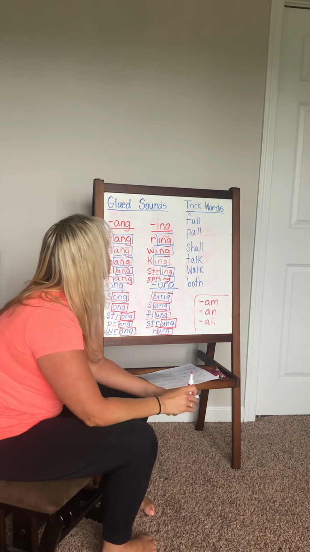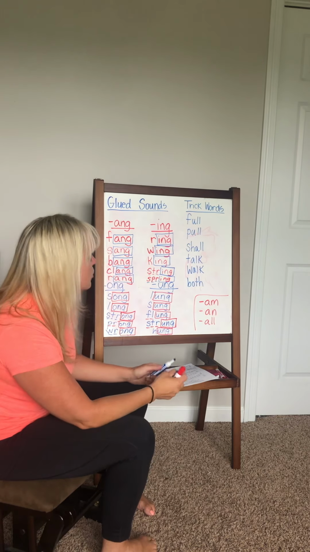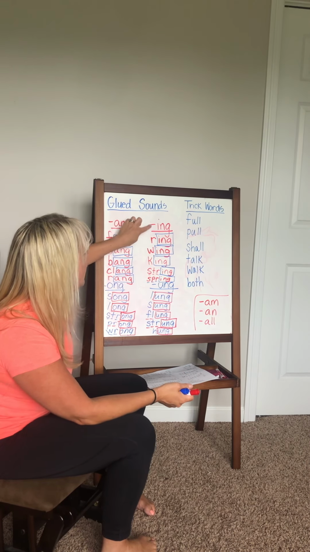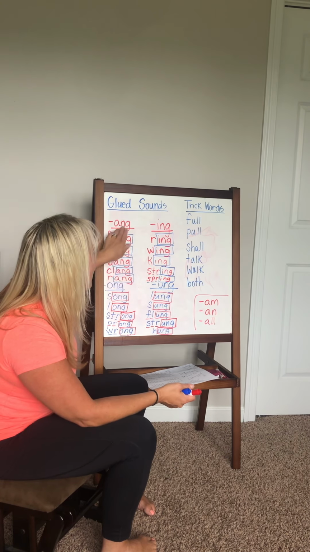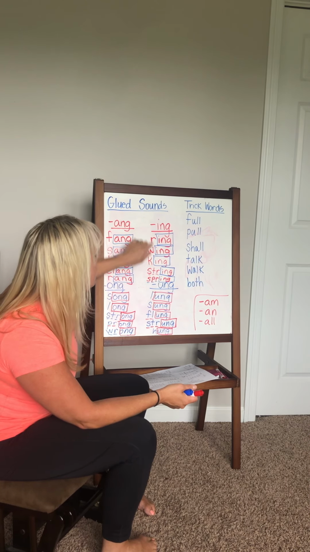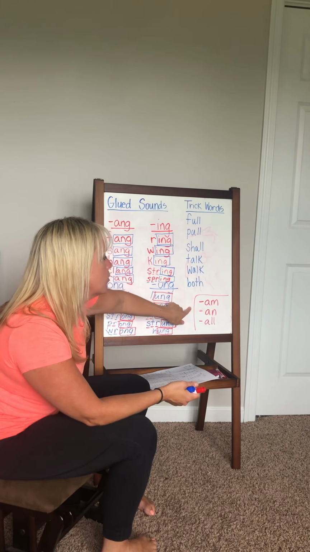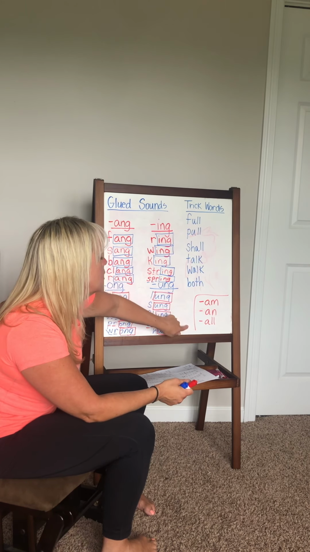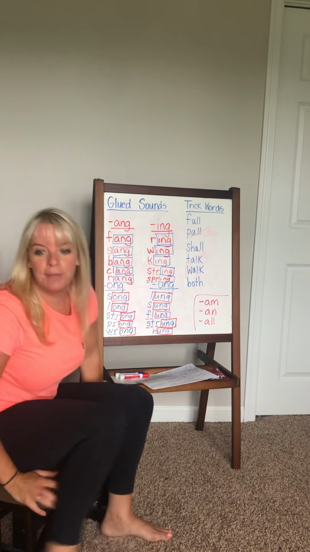All right, so you have lots of words to practice today. You have learned 4 new glued sounds: A-N-G, I-N-G, O-N-G, and U-N-G. Ang, ing, ong, ung. And also we had the 3 glued sounds from yesterday: am, an, and all. Don't forget to practice those trick words as well. Happy spelling!